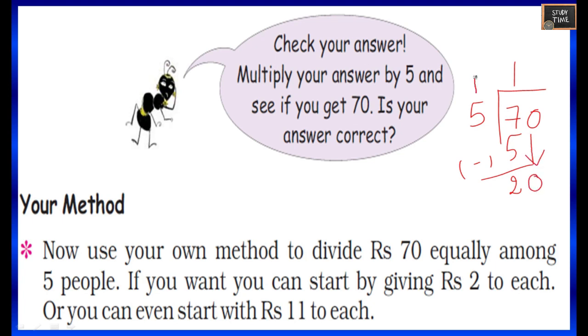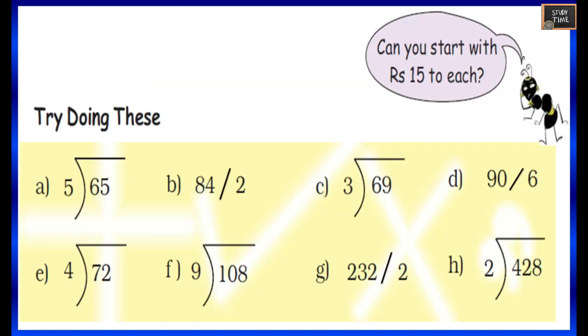So 7 into how many will give 20? 5 into which number will give 20? So 5 4s are 20. When you subtract, you will be getting the remainder as 0. So the answer is 14. This is the easy way. Try doing this. You can also try doing the simple division.